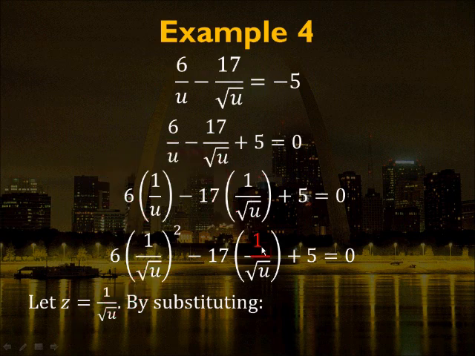Now you don't have to rearrange this every time. I'm only doing this to show you where the substitution is coming from. In fact, if you're doing this on a test or your homework, you can just jump straight from here to here if you can see what you need to substitute for. But once you substitute, you get 6z squared minus 17z plus 5 equals 0.